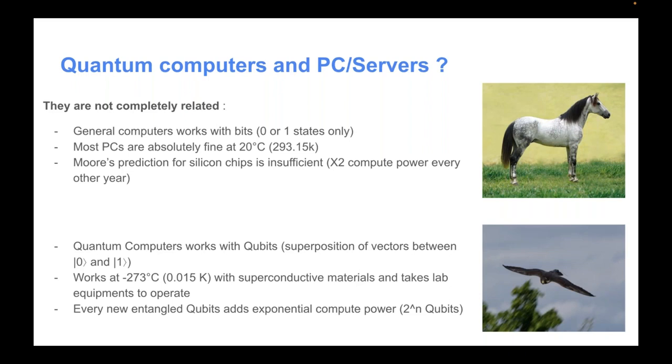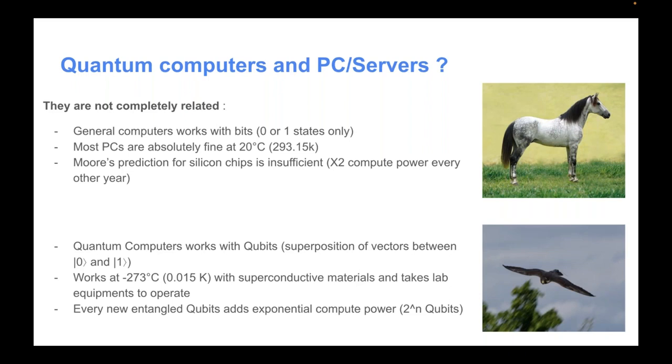First thing, it works not with bits, but with quantum bits, qubits. It will superpose vectors between. As you can see, I don't know if you do see my mouse pointer. Okay, you can see my mouse pointer. You will have a superposition of states of vectors. I will explain a bit later what I mean by that.